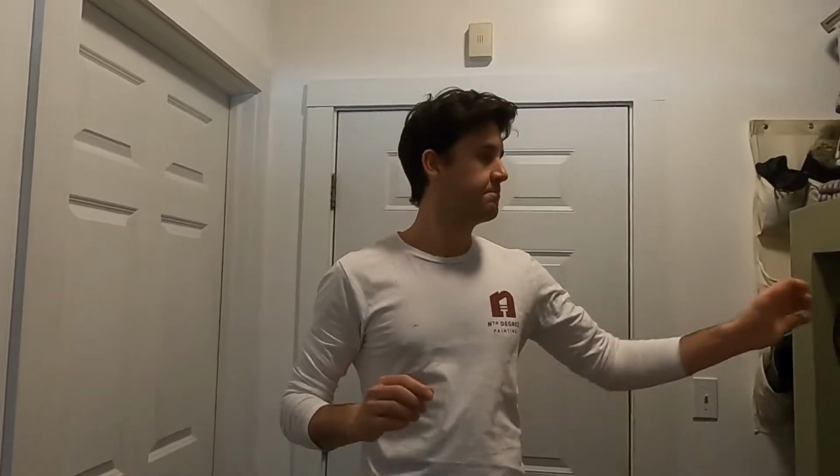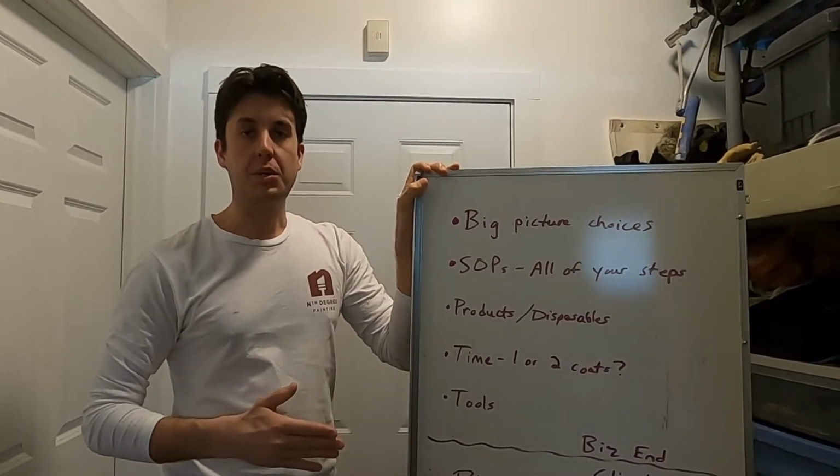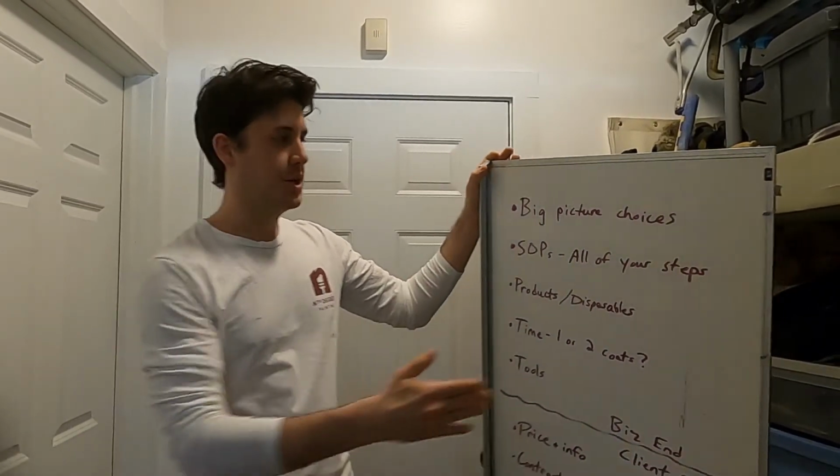When do you drop cloth? Each one of these things needs to be decided as if you were training someone who has no idea what they're doing. Write these all down. Just scribble them down. Products and disposables. Pick a paint and stick to it unless you have a reason to change.